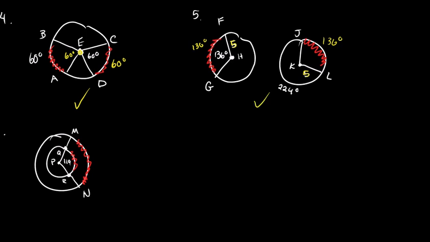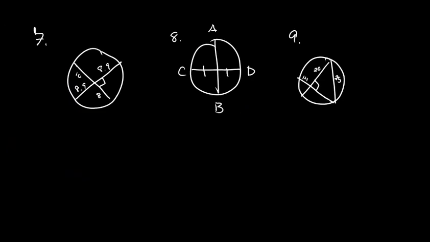And in number 6, I'm strictly looking to see if their measures are the same. This is number 6. You can see right away that the radii of the two circles are not congruent, so that means that those arcs are not going to be congruent, even though they both correspond to a 119 degree central angle.